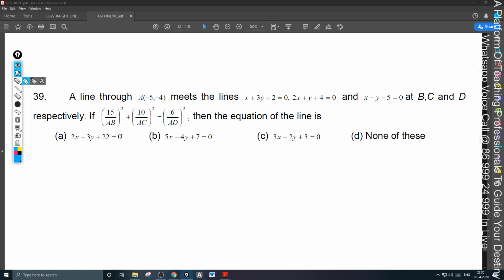I'm telling you, this problem is based on the same concept, symmetric form, but the approach is a little different. You think and do it, and I'll be explaining that in the next session.